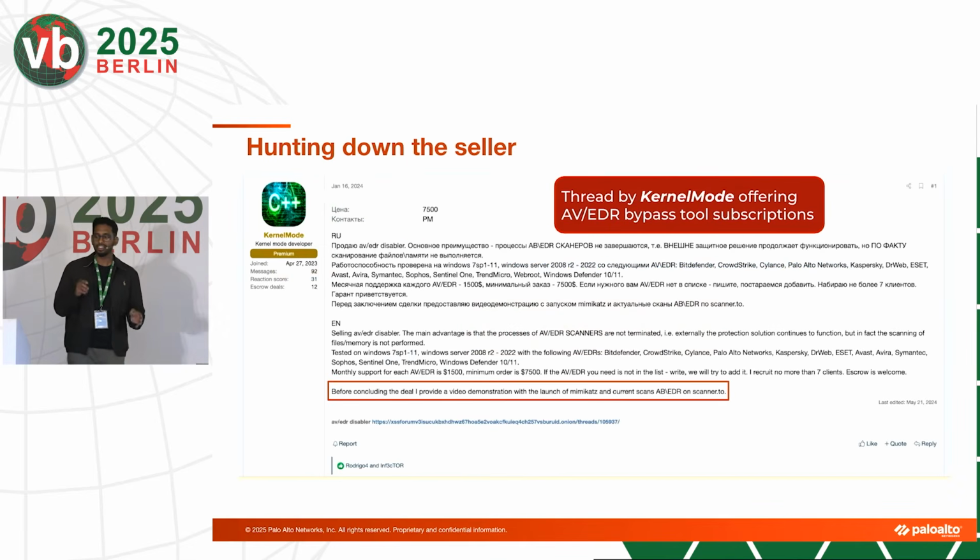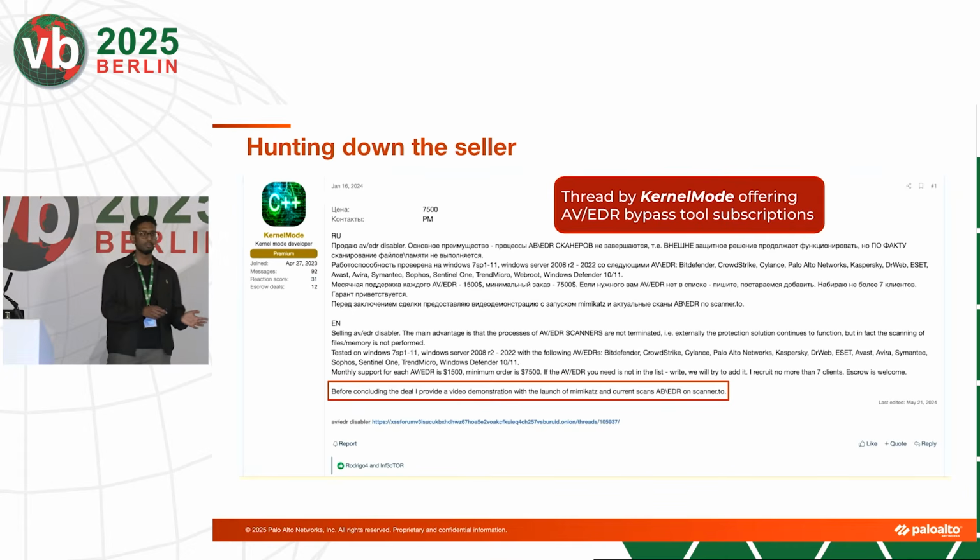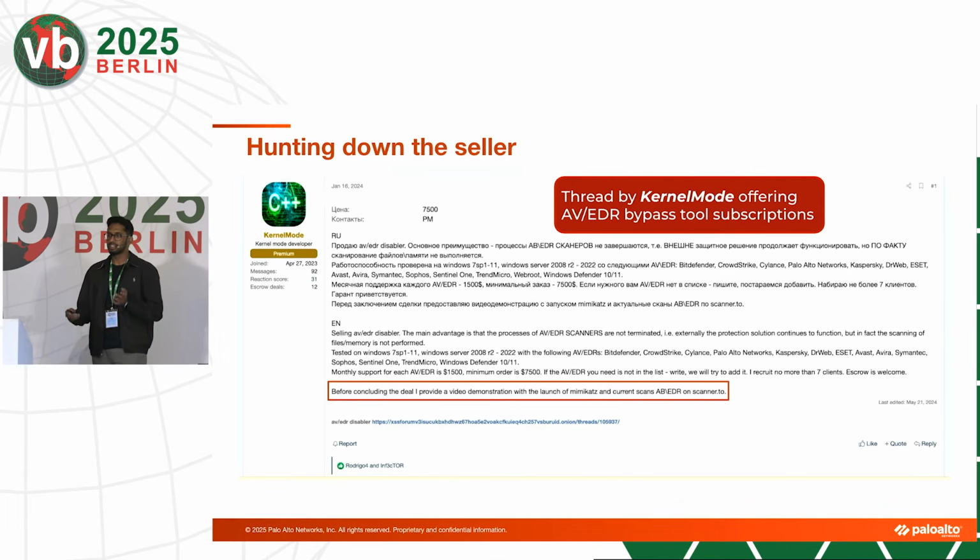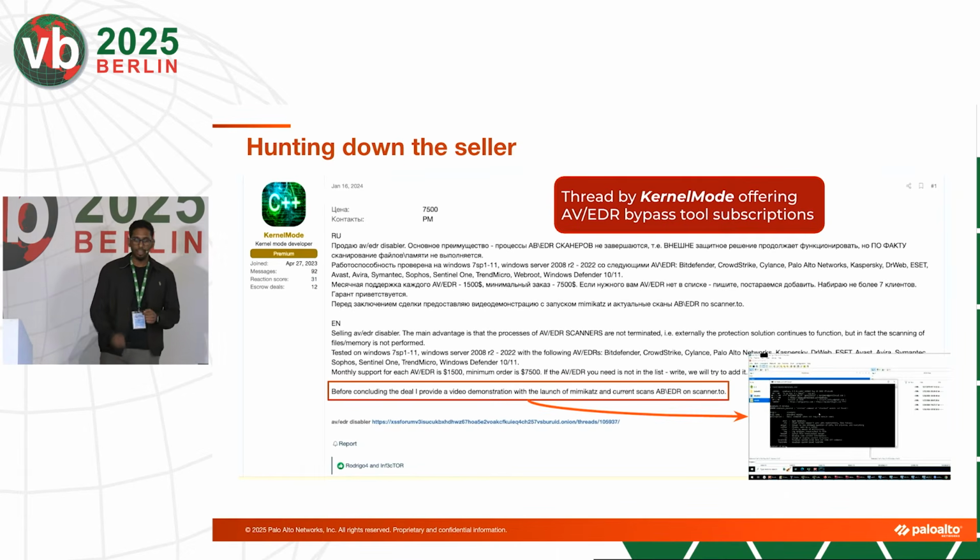Following that particular link that kernel mode had shared in that post took us to another thread that kernel mode had initiated to sell subscriptions to this bypass tool, specifically disabling of file and memory scanning per kernel mode. So at the very end of the post, kernel mode mentions that they can provide video demonstrations of the tool, and we were able to get our hands on these videos.